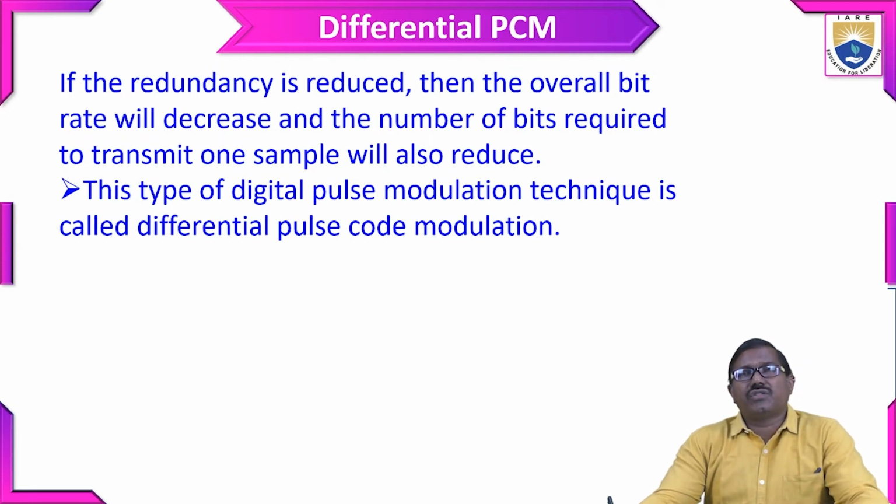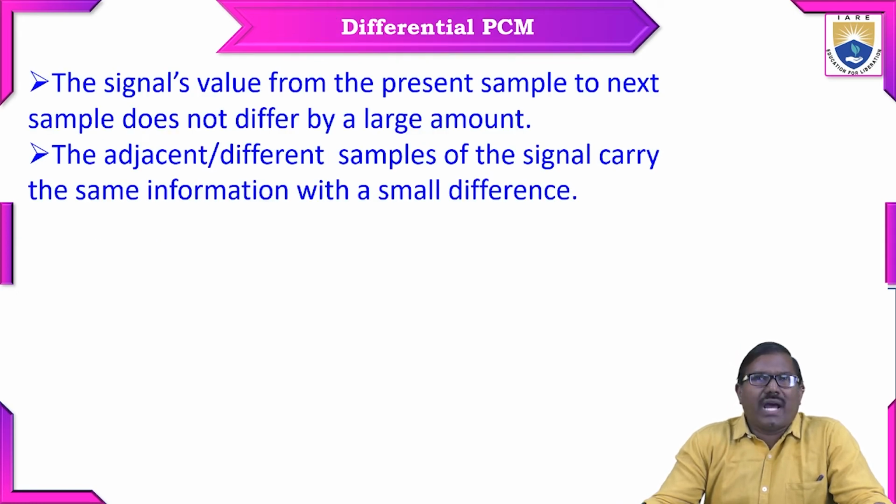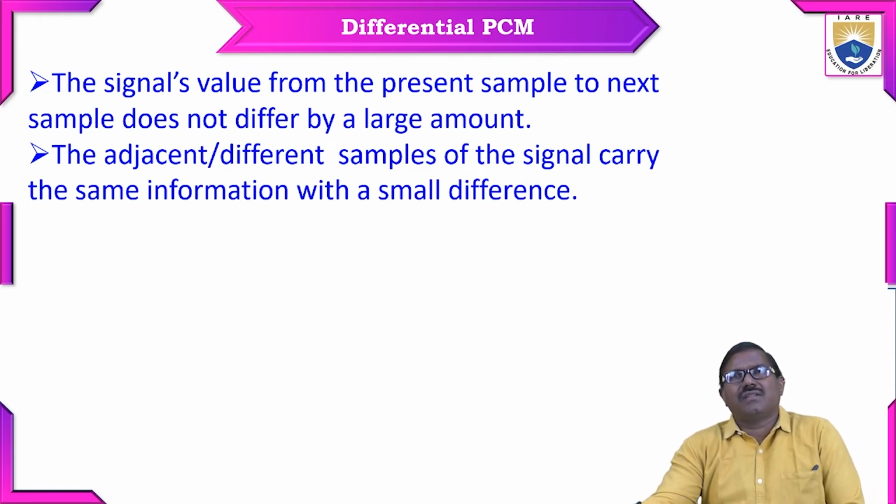Here I am going to reduce the redundancy, then the overall bitrate will decrease. So my aim is to decrease the overall bitrate. The adjacent samples of the signal carry the same information with a small difference, and sometimes no difference also. So at that time I'm going to reduce those samples. The signal's value from the present sample to the next sample does not differ by a large amount. Then we can reduce those not essential bits. The not essential bits we can call redundancy.